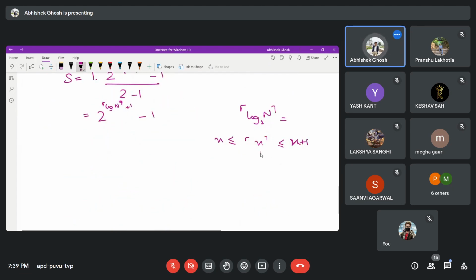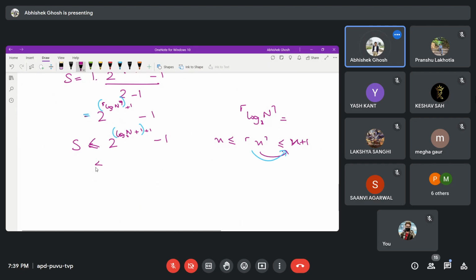So replacing this with x plus 1, size should be less than or equal to 2 power log n base 2 plus 1 plus 1 minus 1. I've just replaced this value with this value for a larger bound. So equality has changed to less than or equal to.